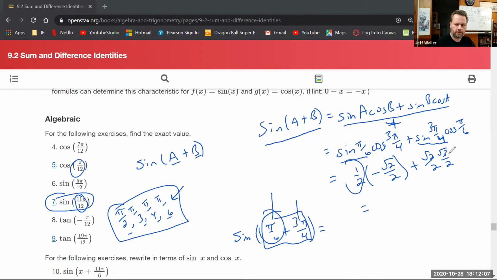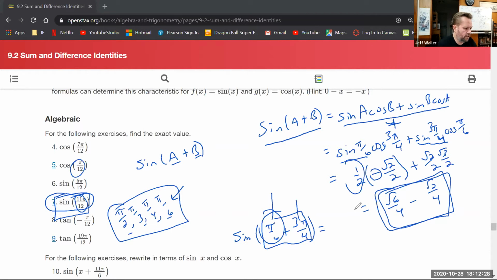So then you get, I'm just going to turn these around, rad 6 over 4 minus rad 2 over 4. And that's pretty funky right there. And of course, at the end, you can always check your work. You can throw this in the calculator and you can throw that in the calculator and make sure they come out to the same decimal.